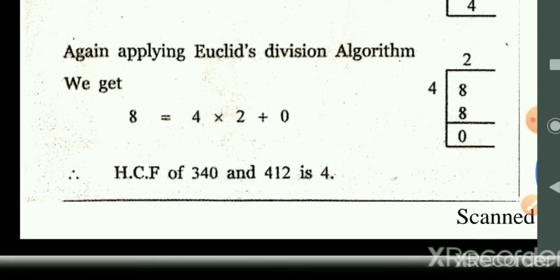Again applying Euclid's division algorithm: 20 equals 1 into 12 plus 8. 8 is not equal to 0. Then 12 equals 1 into 8 plus 4. 4 is not equal to 0. Again applying: 8 equals 4 into 2 plus 0. Now only we get the remainder 0. Then what is the divisor? The divisor is 4. So we get the HCF of 340 and 412 is 4.